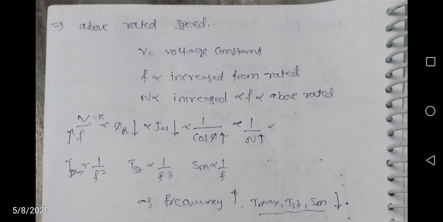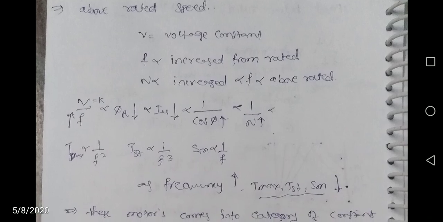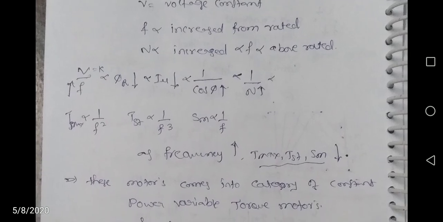V by F is proportional to phi r. If frequency is increasing, phi r values are decreasing. Phi r decreasing means magnetizing current is decreasing, proportional to 1 by cos phi. Cos phi is increasing, proportional to 1 by n. So T maximum is proportional to 1 by f square and TST is proportional to 1 by f cube. Sm is proportional to 1 by f. As frequency is increasing, Tmax, TST, Sm decrease.